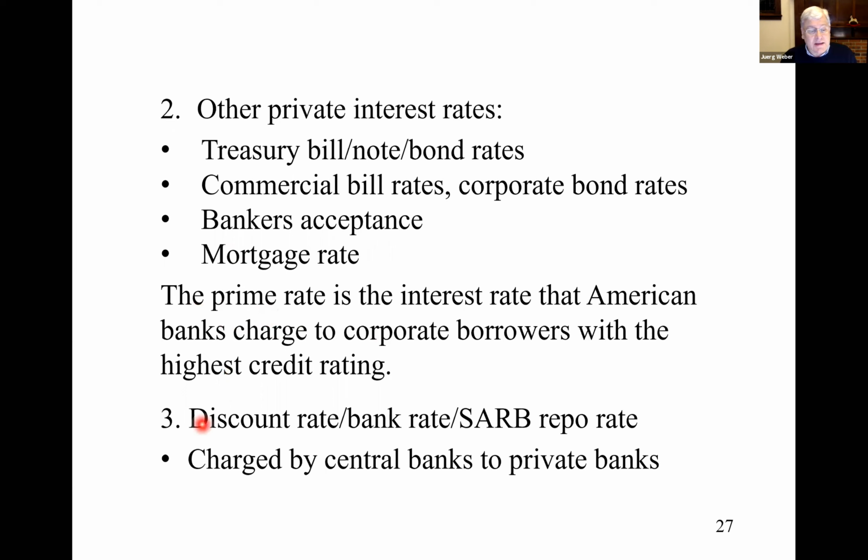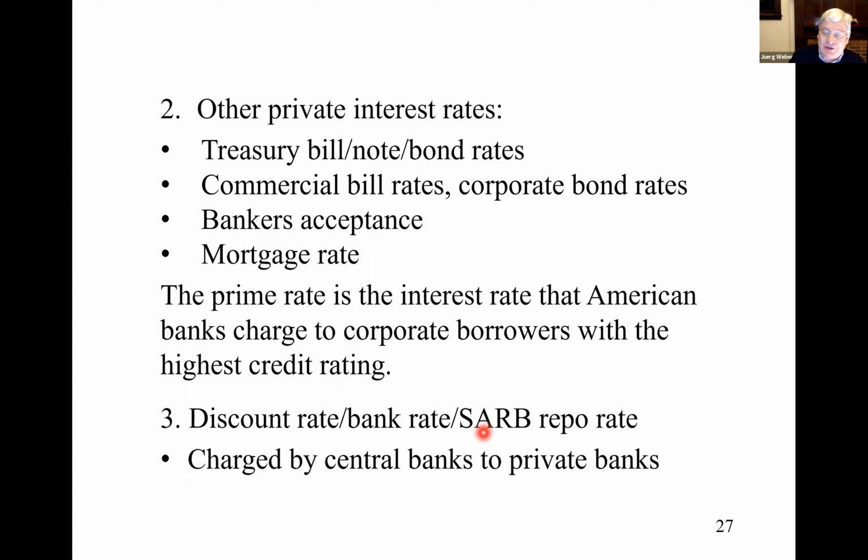Now, down here in item 3, we have official interest rates. Here are the interest rates which are set by the government, not in the private credit market, by the government. It's called the discount rate. The central bank can set the discount rate. In some countries, it's called the bank rate. In South Africa, it's called the SARB repo rate. That's the interest rate which the central bank charges to private banks when private banks borrow money from the central bank. So those are government rates. They are set by the government.